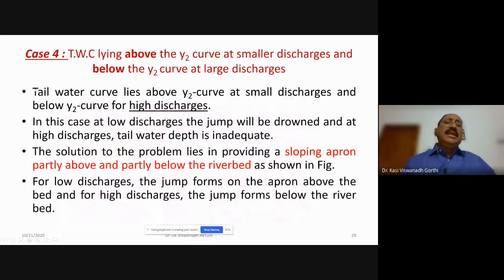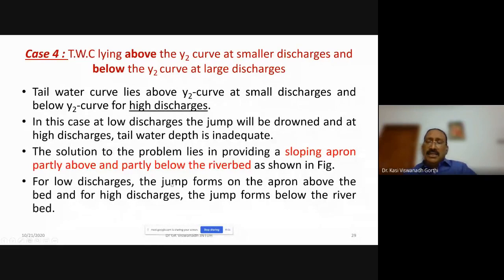Case 4 is TWC lying above the Y2 curve at small discharge and below the Y2 curve at large discharge. In this case, at low discharges, the jump will be drowned. At high discharge, the tailwater depth is inadequate. So the solution to this problem lies in providing a sloping apron partly above and partly below the riverbed.